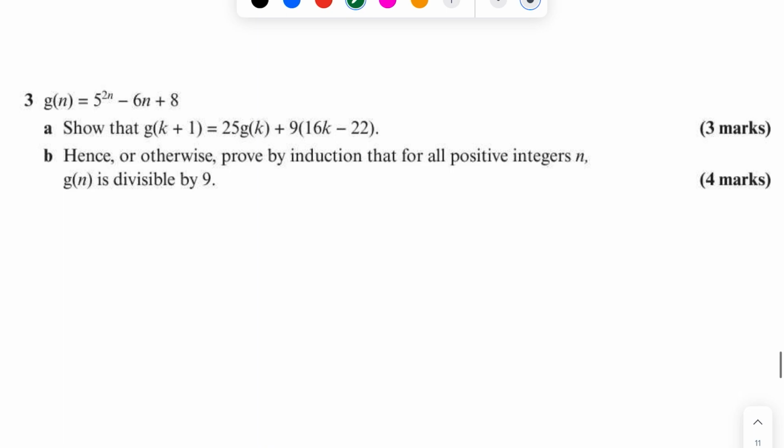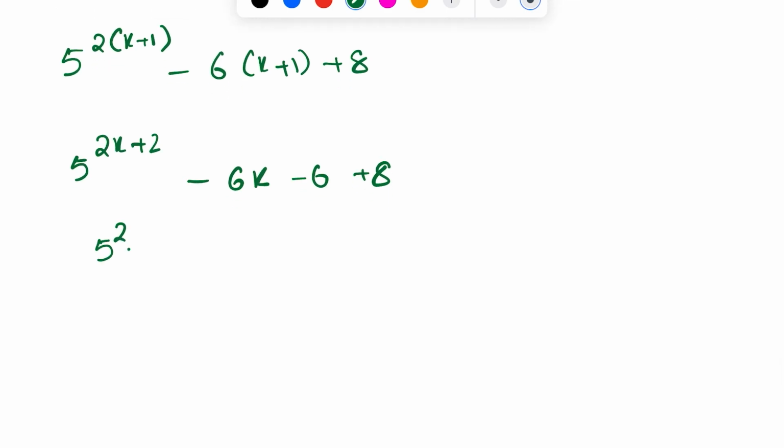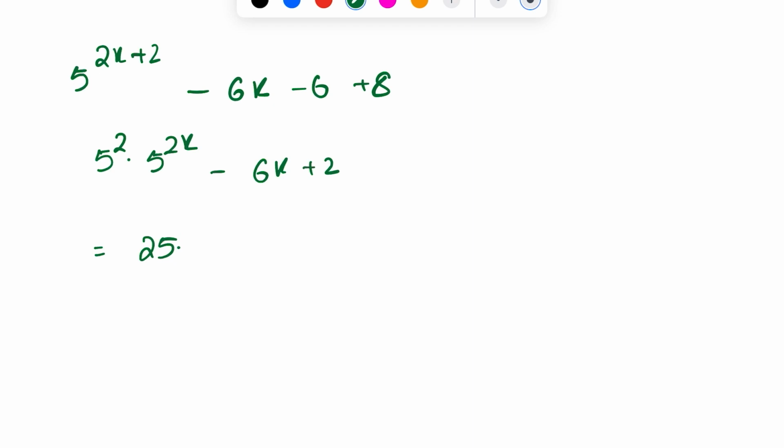Question number 3. Prove that g of k plus 1 equals something. So g of k plus 1 means 5 power 2 times (k plus 1) minus 6 times (k plus 1) plus 8. So what does it become? 5 power 2k plus 2 minus 6k minus 6 plus 8. So it becomes 5 power 2 times 5 power 2k minus 6k plus 2. So it becomes 25 times 5 power 2k minus 6k plus 2.